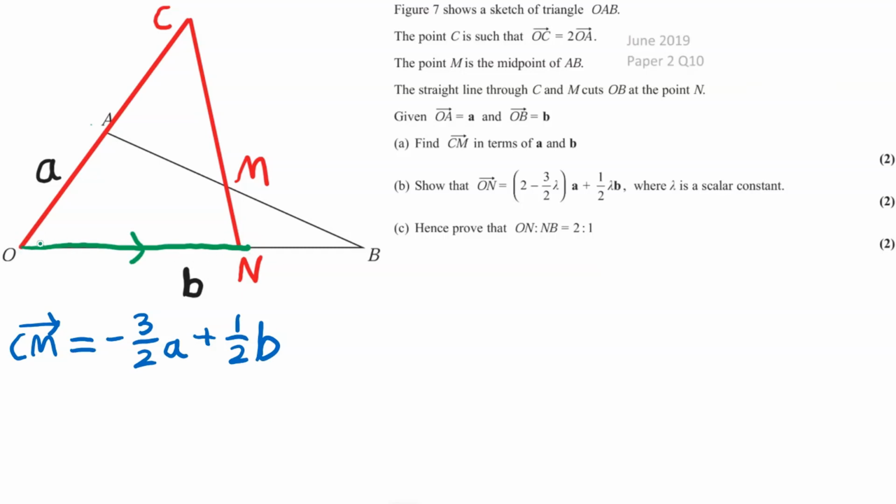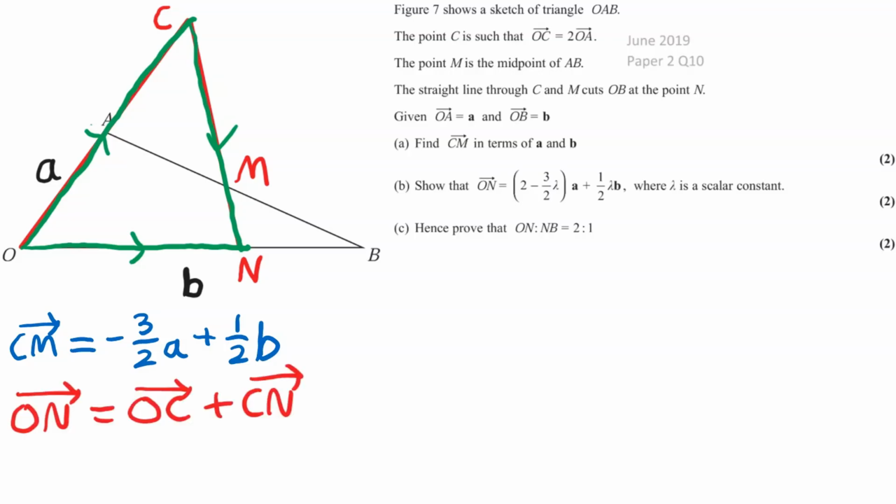So what we can do is, starting from O, we can go up to C, like this here, so OC, and then from C we can go down to N like this, so this is CN. So therefore ON is equal to OC plus CN. Okay, OC is easy because we're told that OC is equal to 2 of OA, and OA is equal to a, so OC is equal to 2a. Okay, now CN, now in part A we figured out what CM is. This is minus 3 over 2 a plus half b.